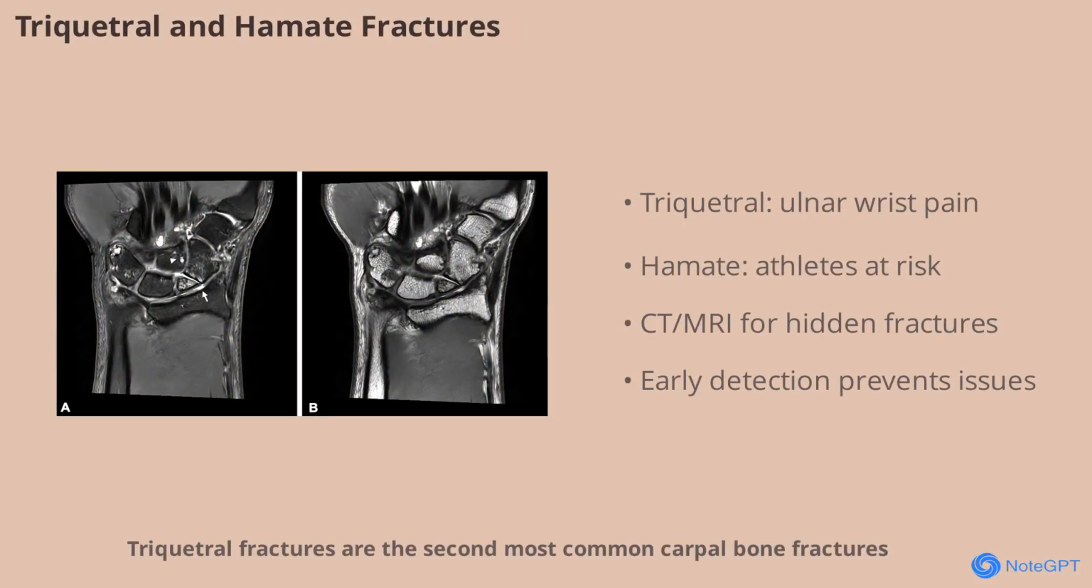Triquetral fractures are the second most common carpal bone fractures, often resulting from a fall on an outstretched hand. They present with ulnar-sided wrist pain and can be classified into dorsal avulsion, body, and volar avulsion fractures. Hamate hook fractures are frequently seen in athletes who play golf, baseball, or racket sports, typically from direct impact or repetitive loading. Standard radiographs may miss these injuries, so CT and MRI are often needed for definitive diagnosis. Early detection is important to avoid chronic pain and dysfunction.